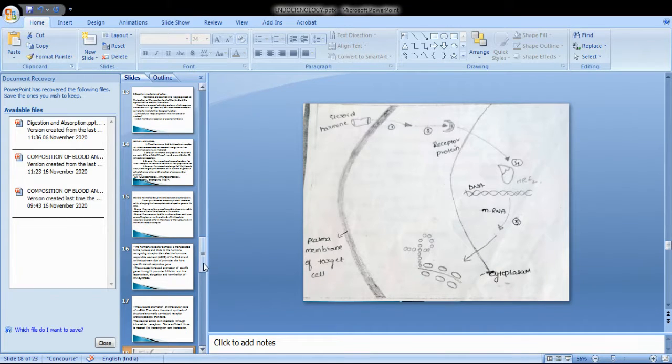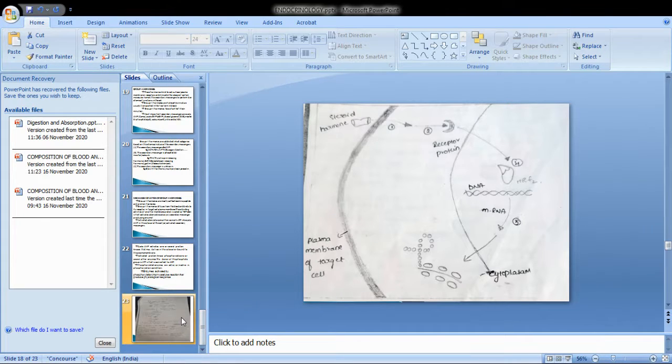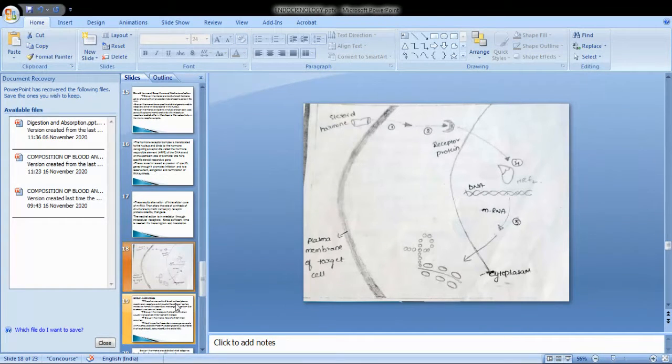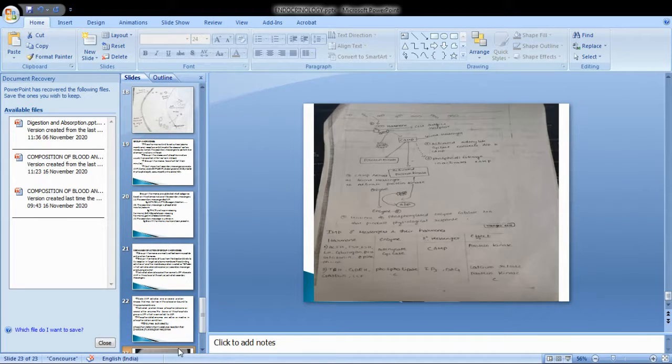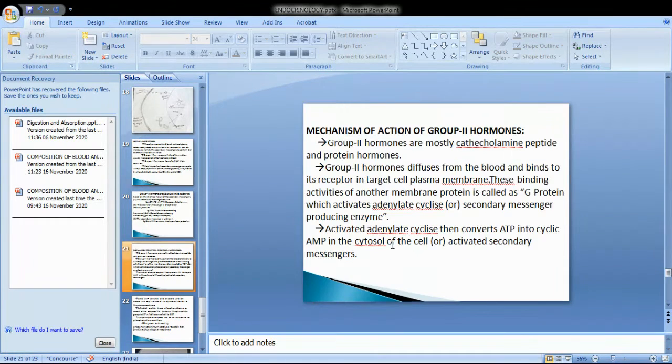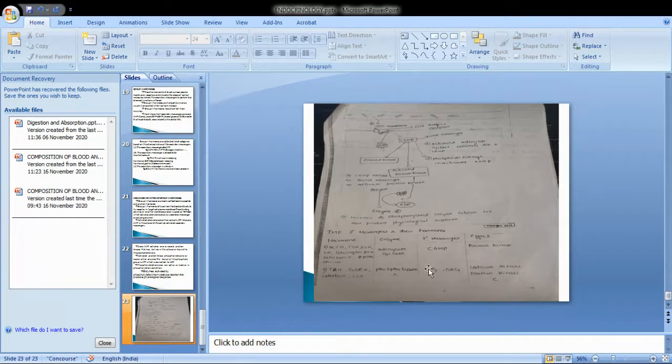Next, coming to group 2 hormones. Let us discuss this. These hormones bind to the cell surface. Are you clear on this diagram, or are you able to see? Wait, I will enlarge.